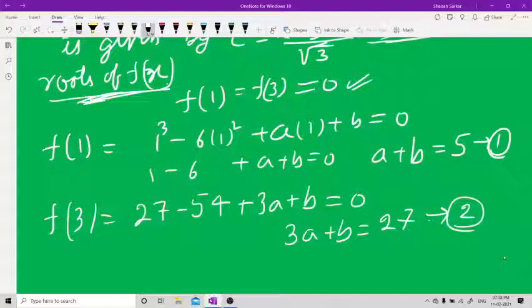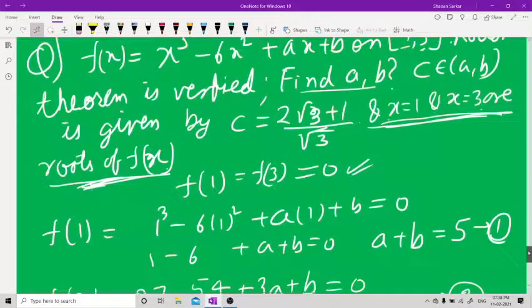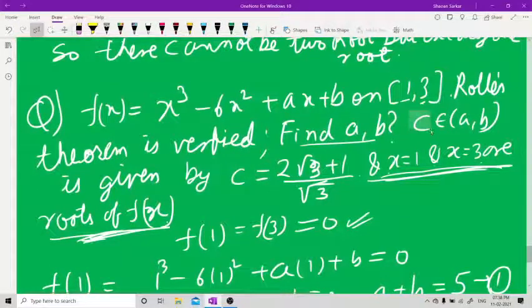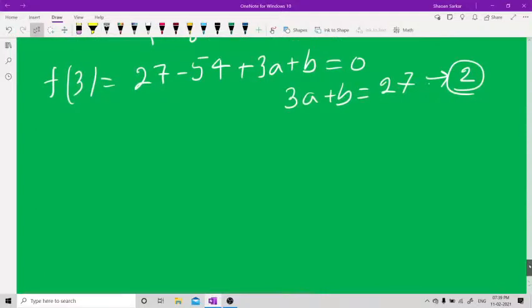Now, see one thing. These two you can just solve simultaneously. That would do the job. Even if, see, this line, that C belongs to this, is not that important. But this line is important. This x equal to 1 and these are the roots are not that important, because you have to find a and b.